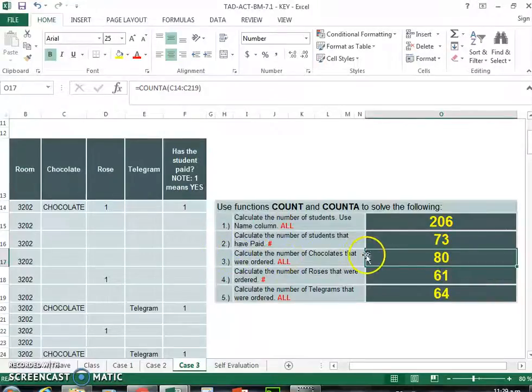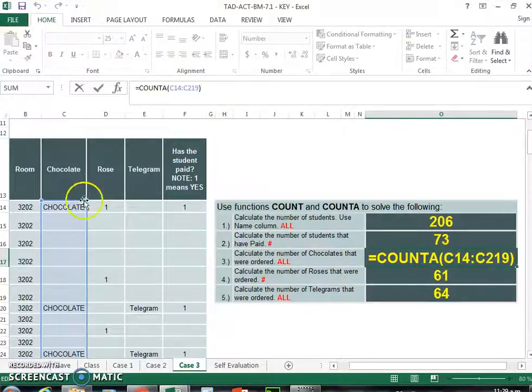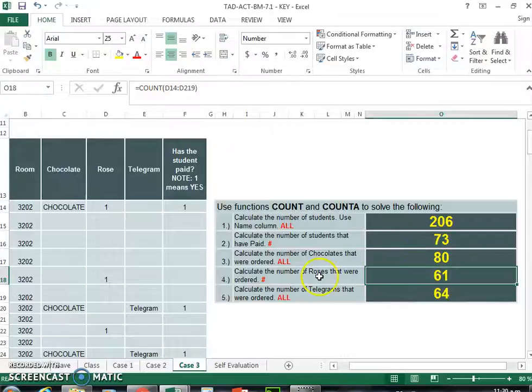Now calculate the number of chocolates that were ordered. So we need to count the cells containing the word chocolate. In this case, it's going to be count A, or count any kind of information. So it's count A in column C, from C14 to C219. The answer is 80.